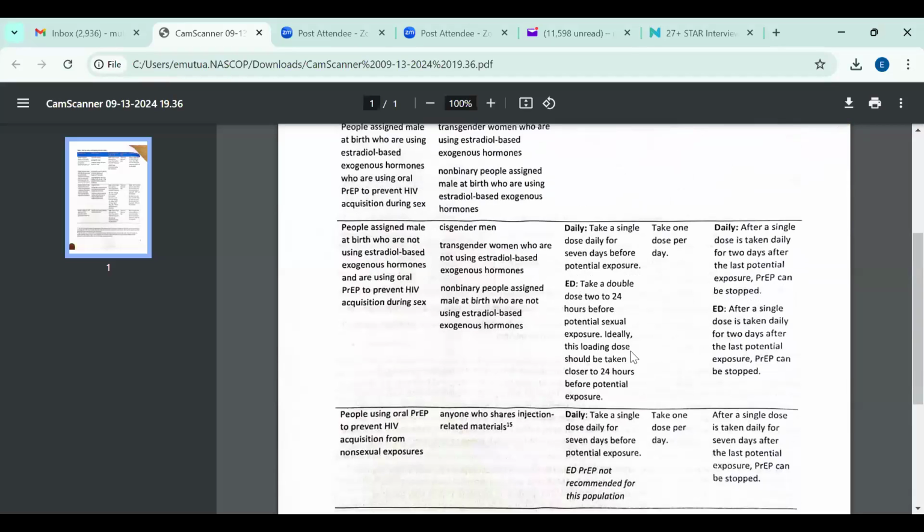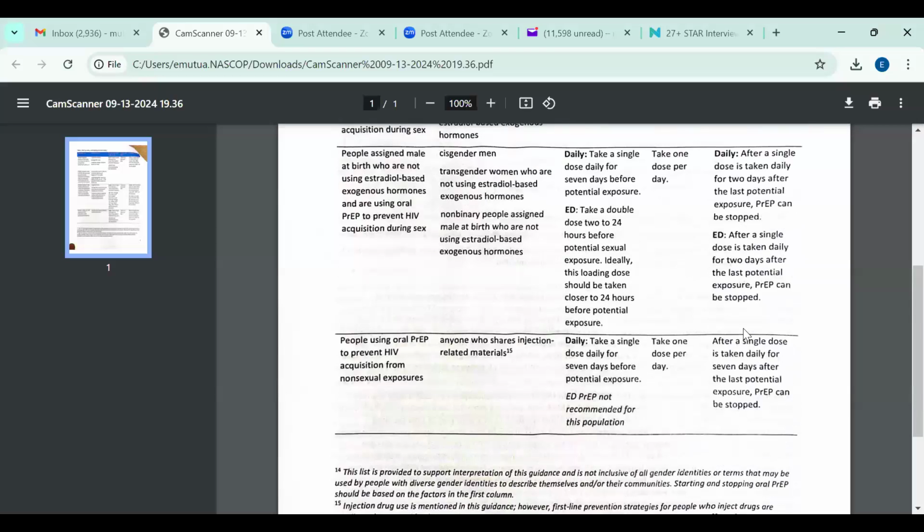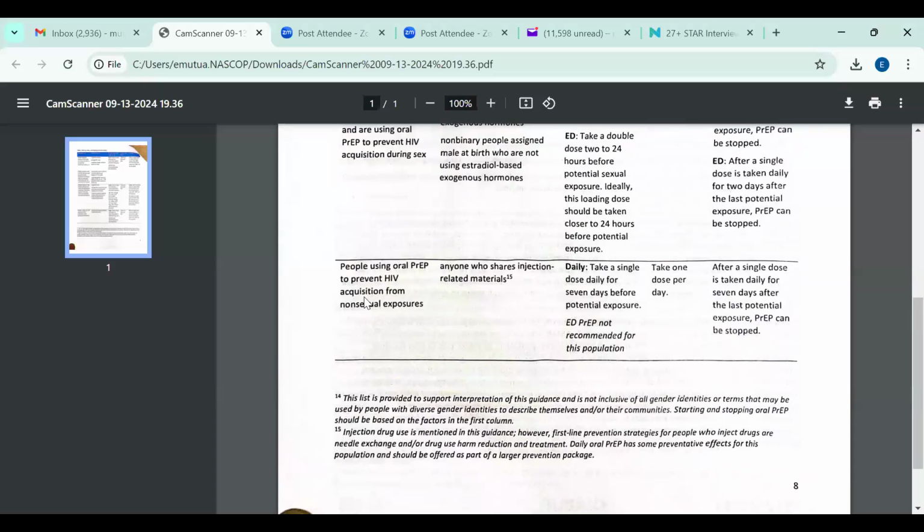And then if it's event driven, take a double dose 2 to 24 hours before you have an event, before potential sexual exposure. This is the loading dose, and should be taken 24 hours before, so the earlier the better. And how can you stop? After a single dose is taken daily for 2 days. So you take it 24 hours before your event, then you continue with the ED for 2 days after the last potential exposure.